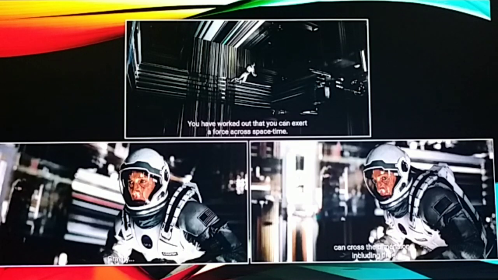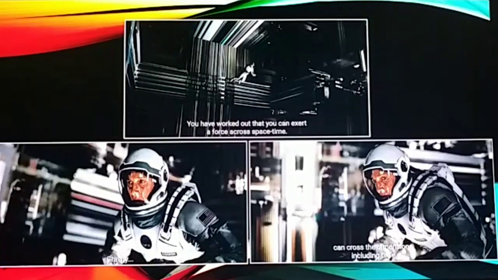Now, this is very strange because we saw in the beginning of the movie that Cooper had already figured that out when he told Murph that it's not a ghost, it's gravity. So Cooper knew that gravity can cross dimensions, including time. He knew that already. So why, inside the Tesseract, does Cooper react in a way as if he has heard it for the first time?